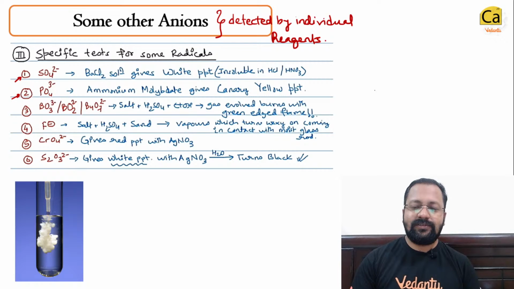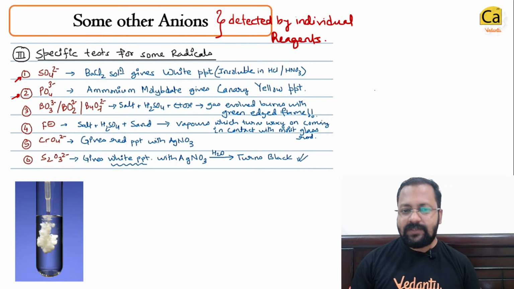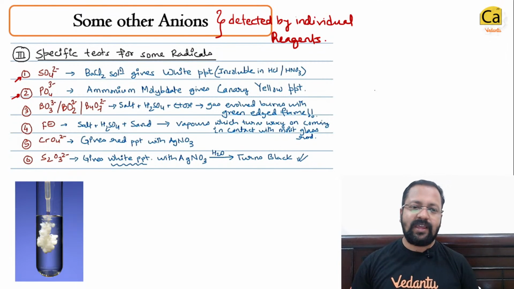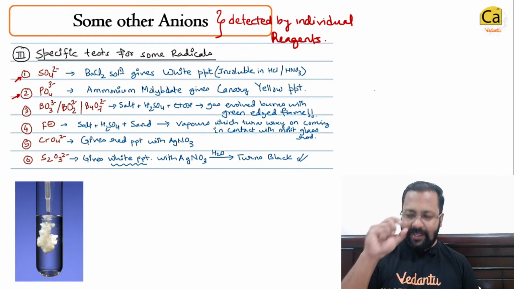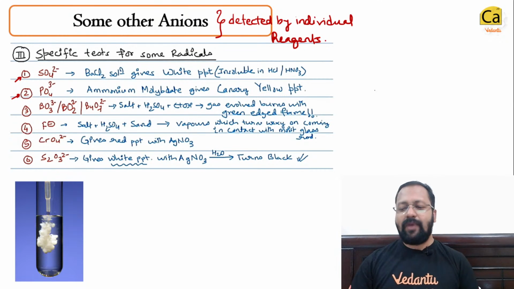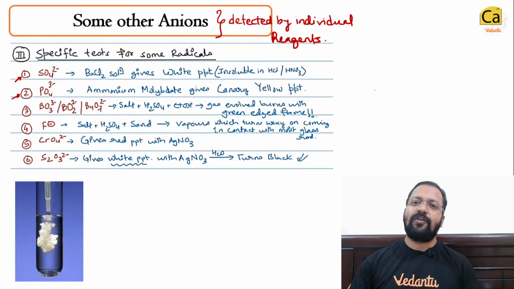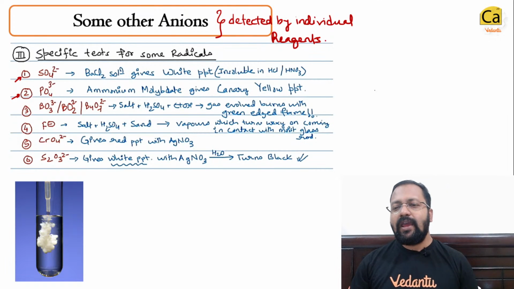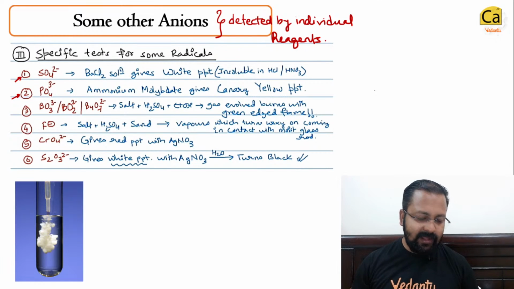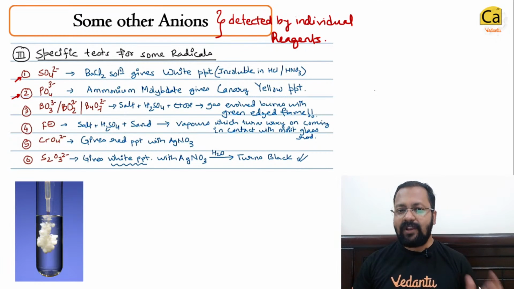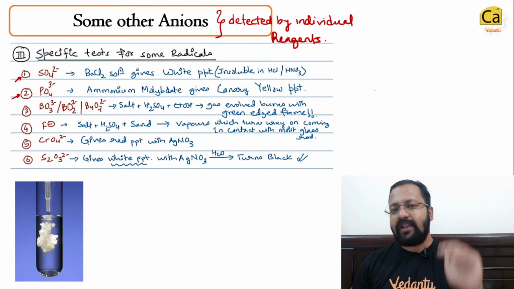Okay, the next one is phosphate. So what test do we do for phosphate? You take the salt solution. Now when would we do these tests? Suppose I have to detect just one anion, and I have done the tests for the dilute acid group and the concentrated acid group and have not detected anything. Then I will go for these specific tests.